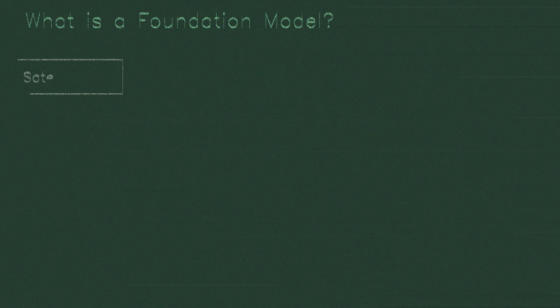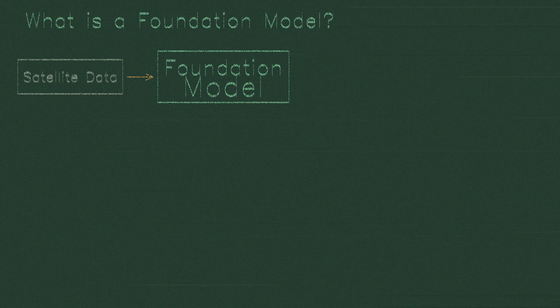Let us start with what these actually are, because I think a lot of GIS professionals have heard the term foundation model, but are not sure how it connects to their day-to-day work. Fair question. A foundation model is a large neural network pre-trained on massive amounts of Earth observation data. Think millions of satellite image patches from Sentinel, Landsat, and commercial providers. Once trained, you can fine-tune it for a specific task with very little labeled data.